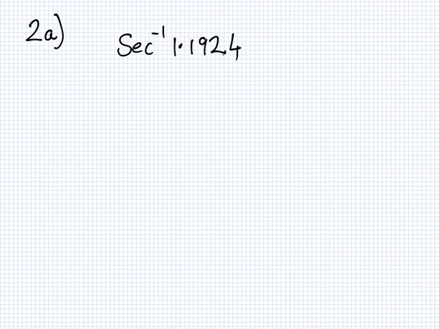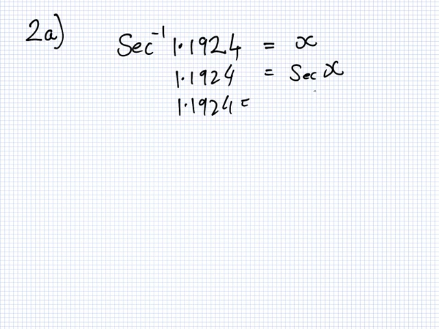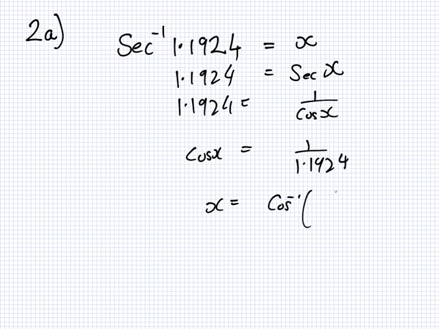Okay. Let's have a look here. So we'll call this equal to x. And we want to find x. So we can say 1.1924 equals sec x. So 1.1924 equals 1 over cos x. So cos x equals 1 over 1.1924. So x equals cos inverse 1 over 1.1924, which is an angle.